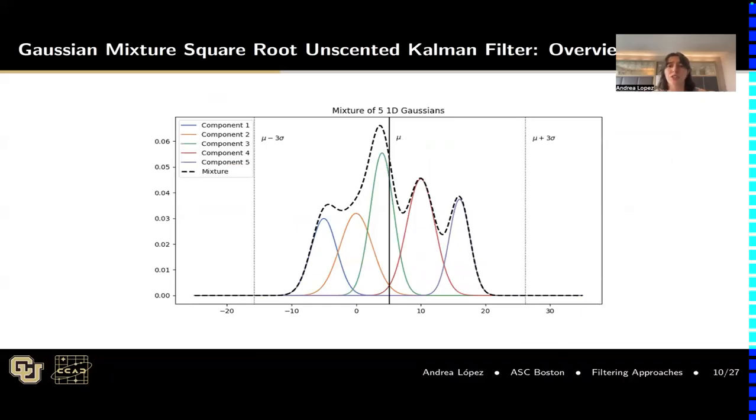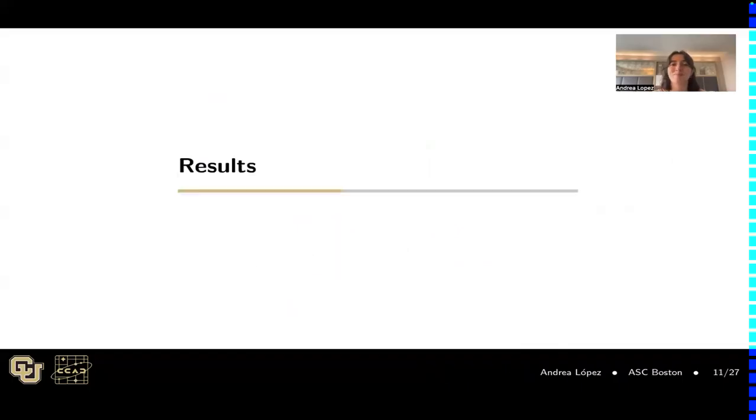This is just an illustration to show that the resulting mixture is not necessarily Gaussian at all. This is, of course, a 1D representation. If you can now imagine this in 6D, that's actually the case that we're looking at.